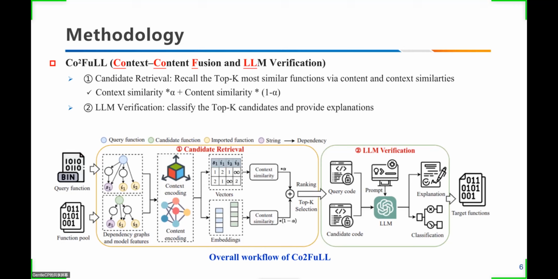The workflow has two stages, candidate retrieval and LLM verification. In the first stage, context and content similarities are computed separately. They are fused using a weight alpha to rank candidates. The top K most similar functions are selected for the next stage. In the second stage, the code of the query and candidate functions is extracted, and an LLM is used to verify whether the candidates match the target, providing explanations.